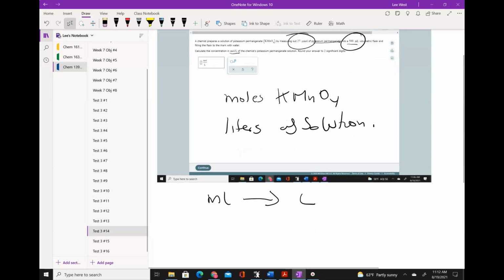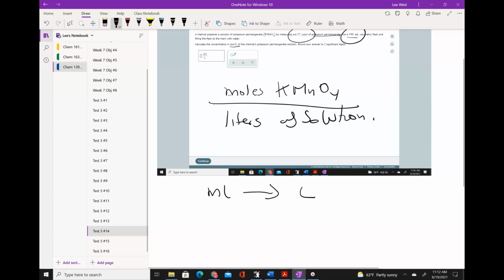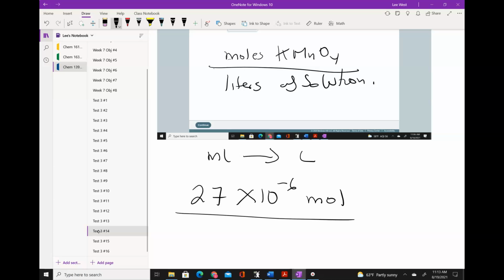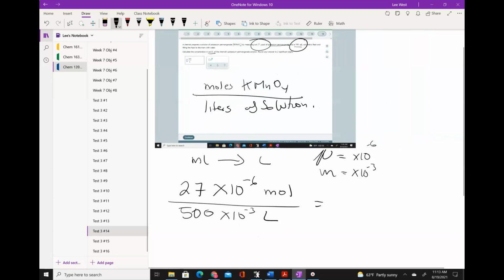Now I'm going to make this real simple, right? That's what we want to do, moles of potassium permanganate over liters of solution. I'm going to show you how to use prefixes to make this happen. So we had 27 micromoles. Another way of writing micro is just to write times 10 to the minus 6. So that would just become that. And then we had 500 milliliters, remembering that milli just means times 10 to the minus 3. Instead of writing milli, I'm going to write times 10 to the minus 3 liters. And there I am, done in one step.